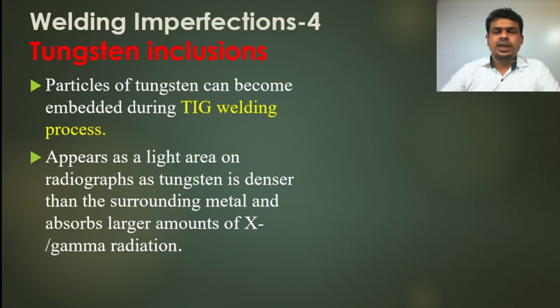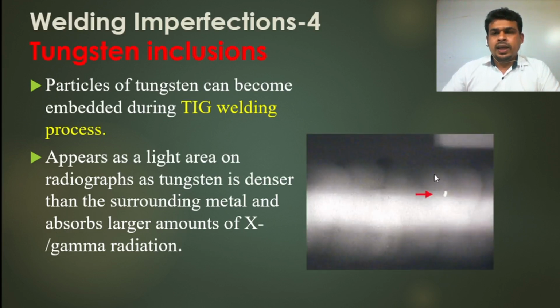The second thing is that it appears as a light area on radiography, as tungsten is denser than the surrounding metal and absorbs a larger amount of X-ray or gamma radiation. So where the tungsten inclusion is, the tungsten is denser than the surrounding metal, which may be carbon steel or stainless steel. This is more dense.